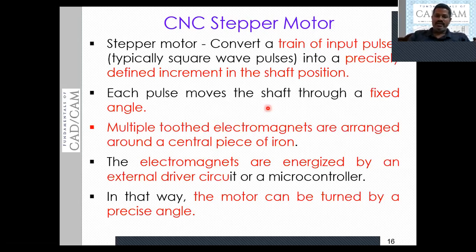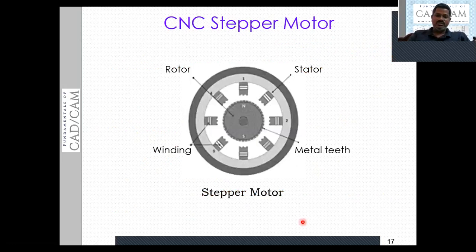multiple toothed electromagnets. Because of the multiple teeth, it is going to generate the pulsed signals. Because of these pulsed signals, the rotor which is located at the center is going to rotate. That means the rotation of the rotor will be proportional to the pulse signal generated by the stator, the electromagnets which surround the rotor. This is exactly the basic principle of the CNC stepper motor.